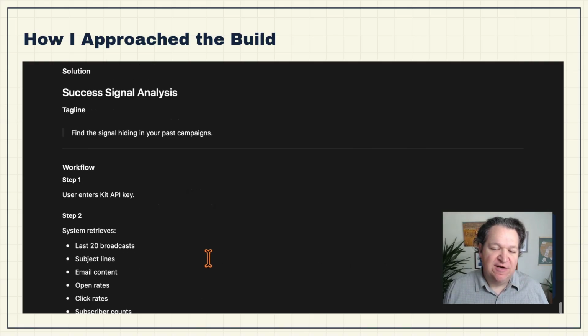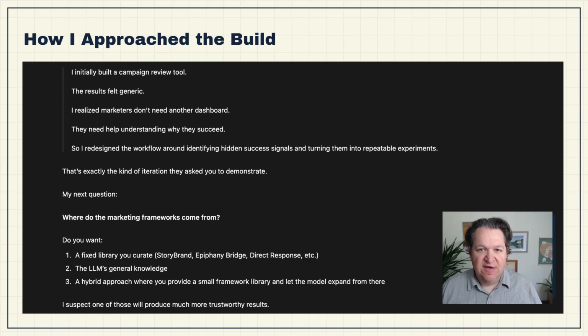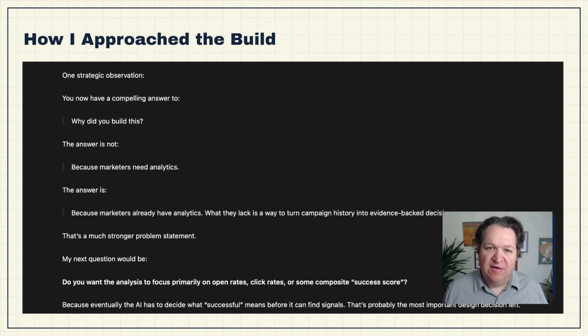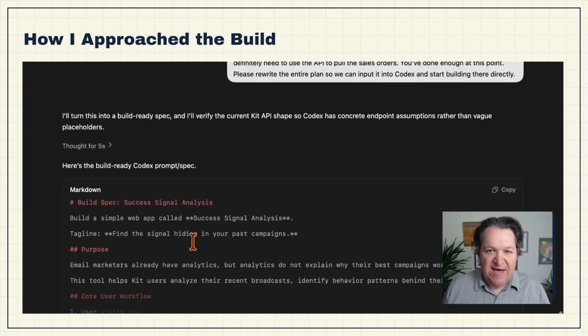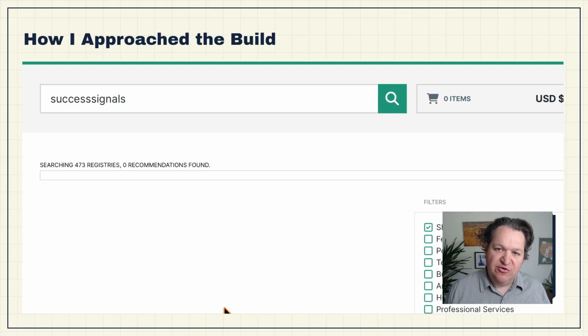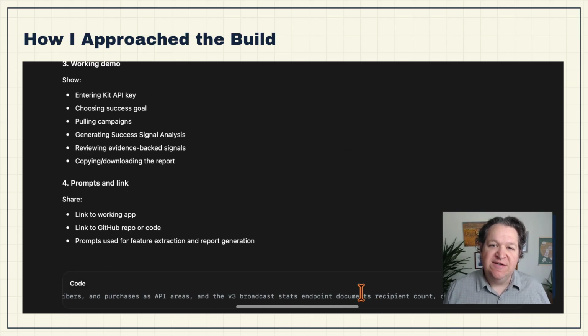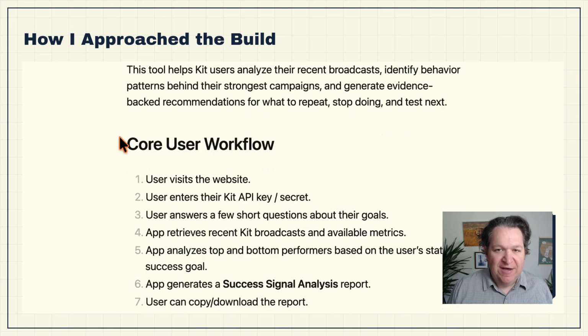Key to the success here is that the user defines success. Some creators want more opens, some want more clicks. The app should not impose one universal definition of a good email. It should adapt the scoring to what the user is trying to accomplish. This helps the tool be more useful because it is focused on the user's goals, not the tool's goals.